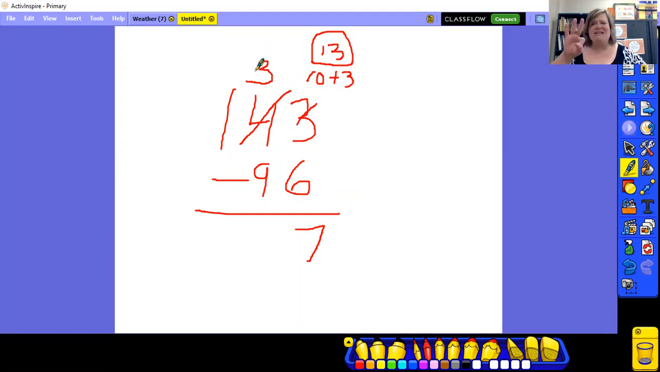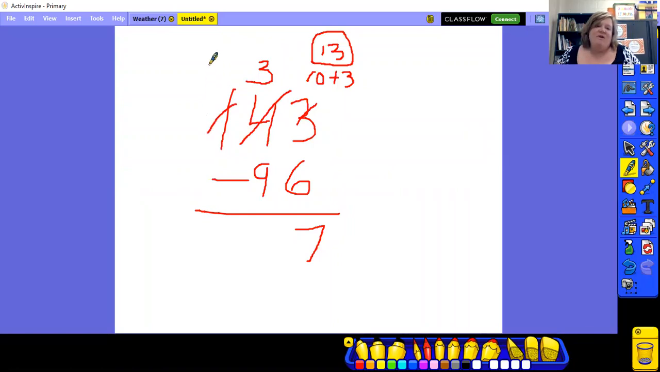Can I have 3 tens and give you 9 tens? No. So I'm going to come over to my hundreds. To get to 100, I need 10 tens. 10, 20, 30, 40, 50, 60, 70, 80, 90, 100. 10 tens.